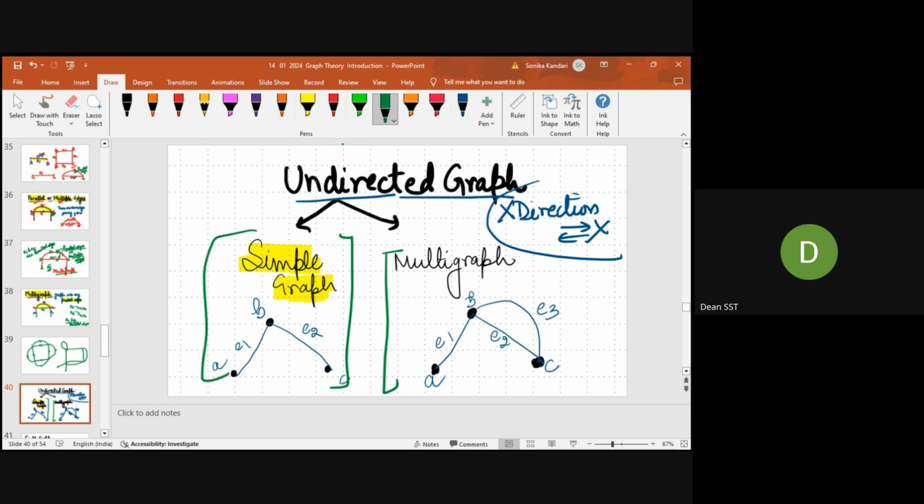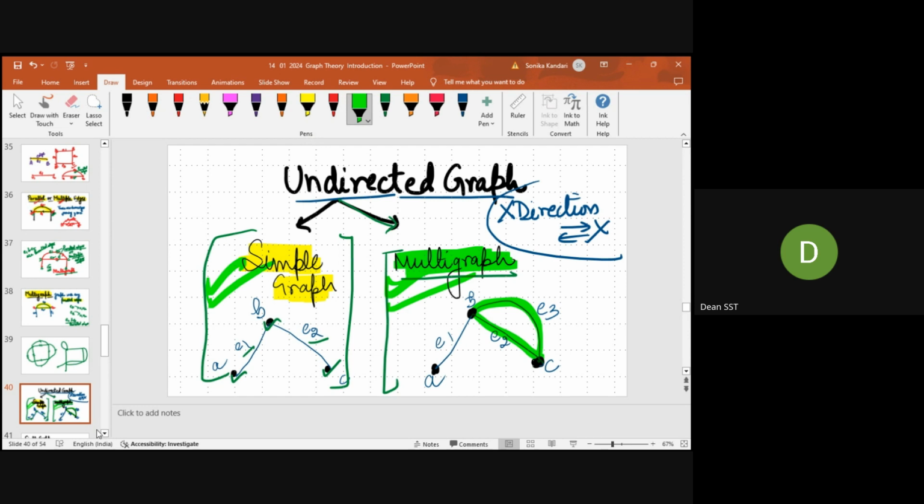So simple graph. You have vertices A, B, C, and edges E1, E2, and so on. Whereas an undirected graph can also be a multi-graph. That is, in your graph, you can see multiple edges. Multiple edges like E2, E3 are parallel edges or multiple edges. So you can see two forms of undirected graph: one is the simple graph and another is a multi-graph.